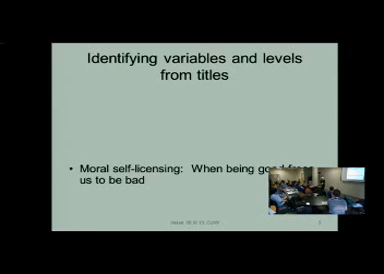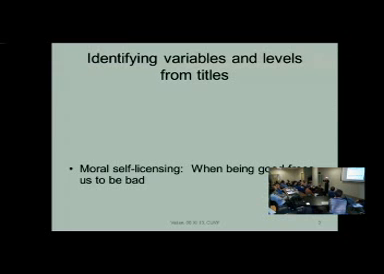How many people have heard of moral self-licensing? Okay, so it's not a very well-known term. So we don't know what it is. And then, when being good frees us to be bad. So what's our best guess here about what the independent and dependent variables are?